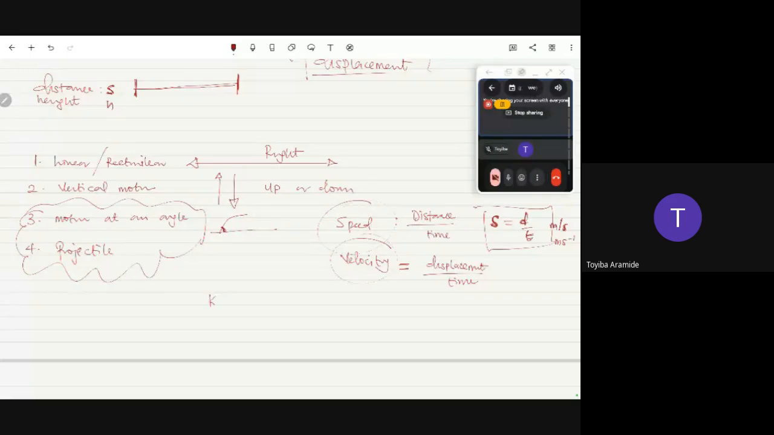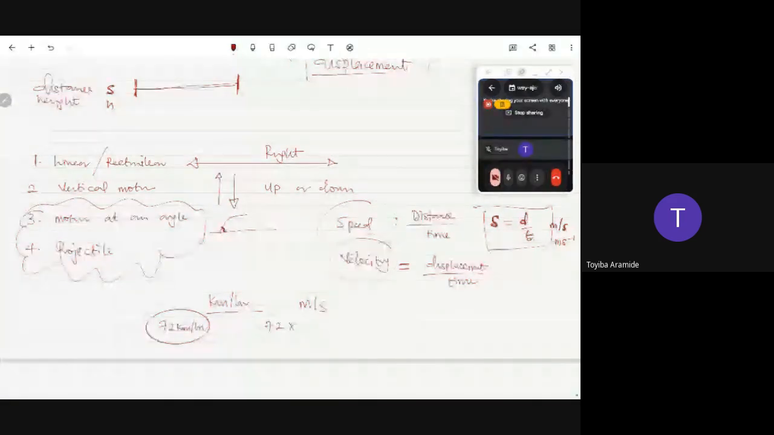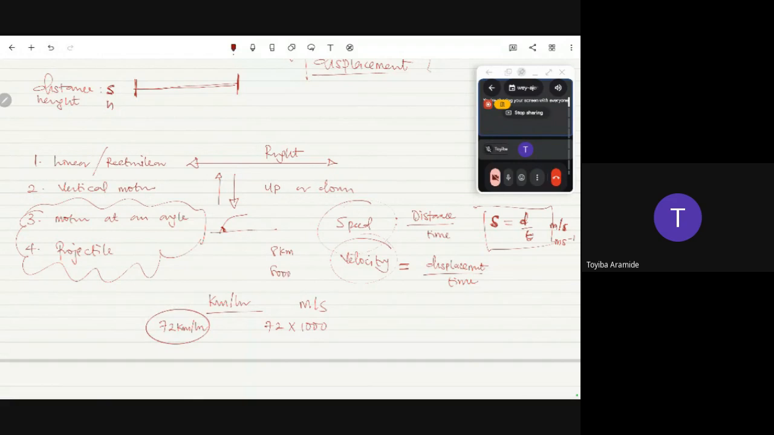So they can give you kilometer per hour, and you have to change it to meter per second. That's what we use. So if you have, for example, 72 kilometers per hour, you can't use it like this. You are seeing your options in meters per second, so you have to convert. You have to take 72 from kilometer to meter first. How do you do it? 72 times 1,000. Kilo means 1,000. So if one place is 8 kilometers, in meter it is 8,000 meters.